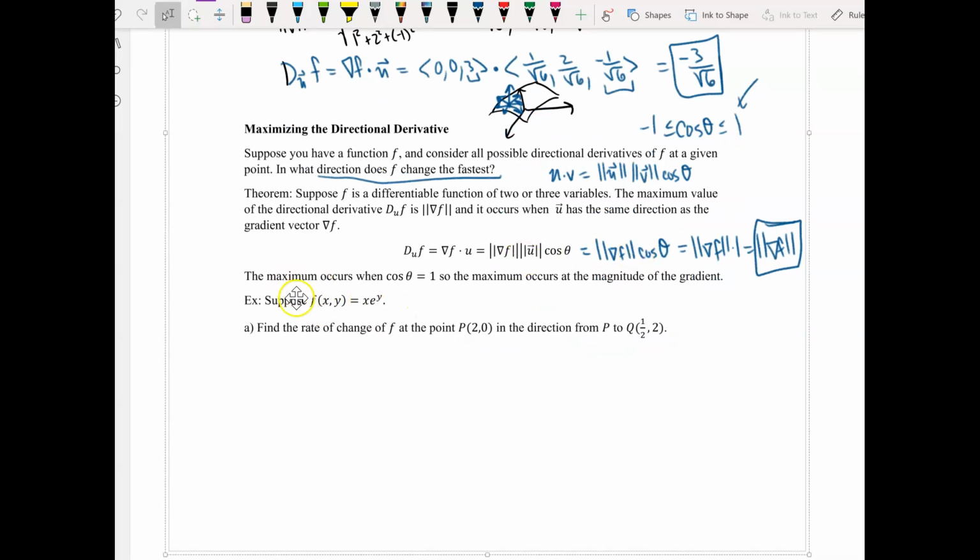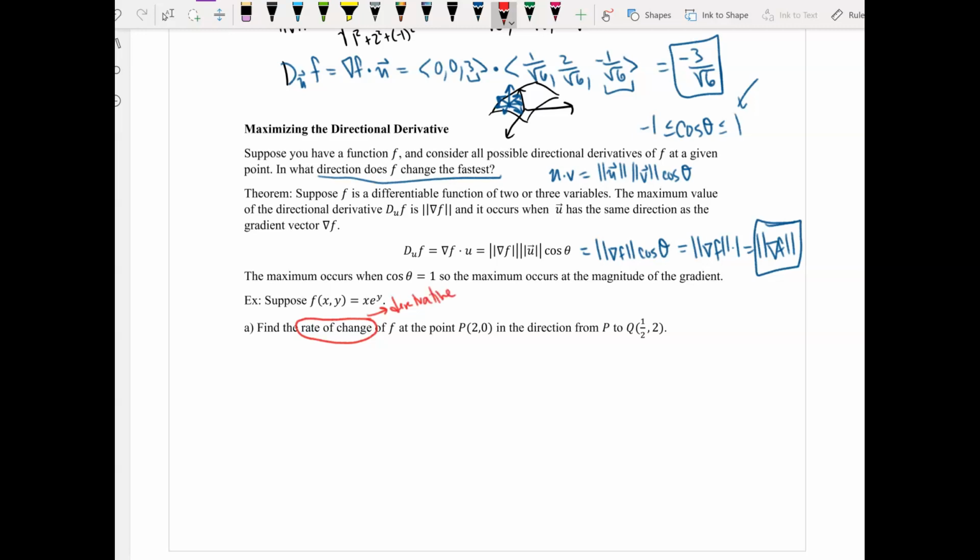So let's go ahead and do this example. Suppose f of x comma y is x e to the y. Let's find the rate of change of f at the point P, (2, 0), in the direction from P to Q. Here the problem is given a little differently. Notice that this is just a fancy way to say find the directional derivative, because remember, rate of change means derivative.